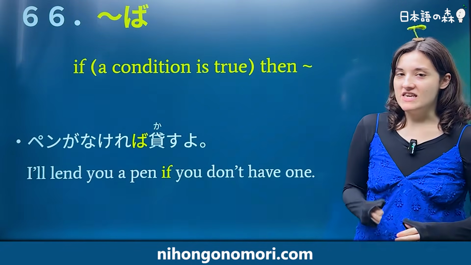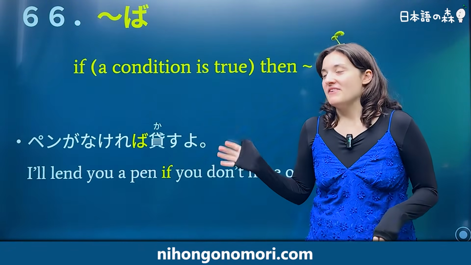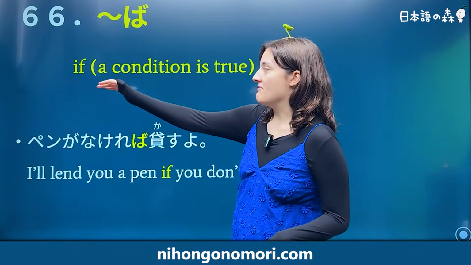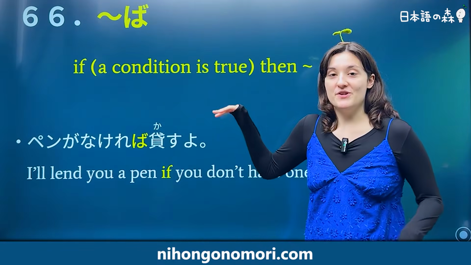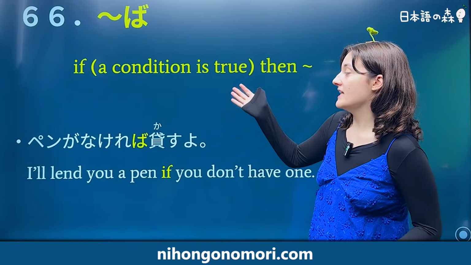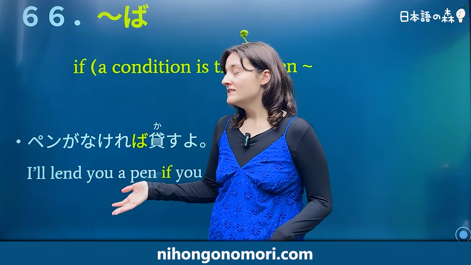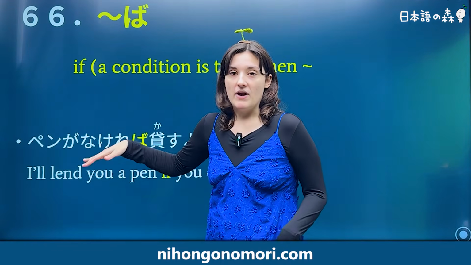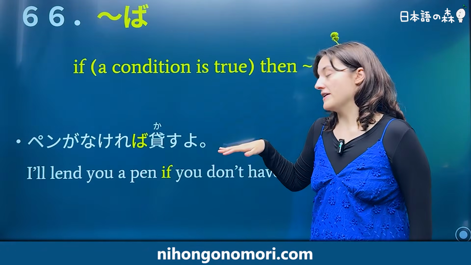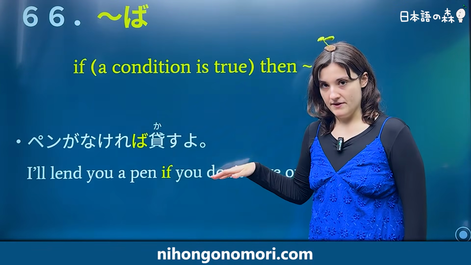Ba: if a condition is true, then something. This is very much the like if-then true or false statements that you might have had to study in like middle school, high school, whatever, where it's, if this is true, therefore this is true, but if this is false, therefore this is false. It's that line of logic. So basically, the thing that comes before ba, that is taken as a given, right? So it's saying, this is the case. And if this is the case, therefore this.